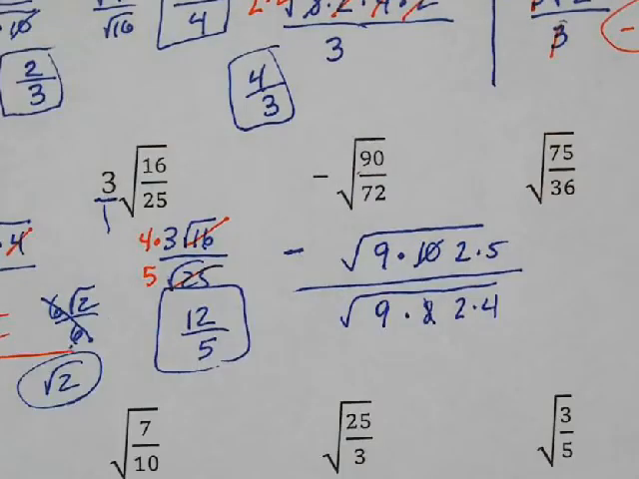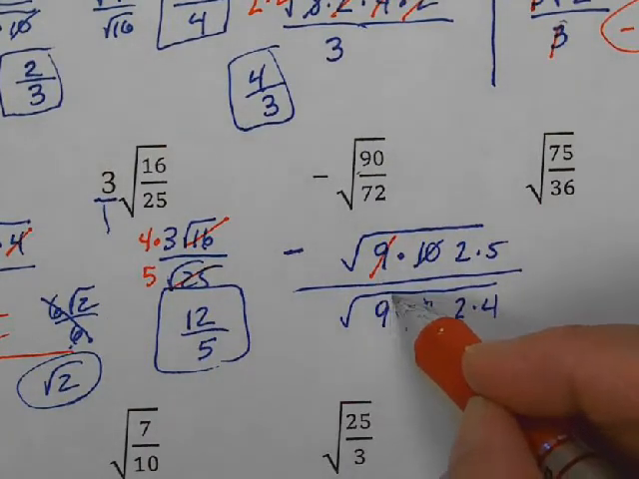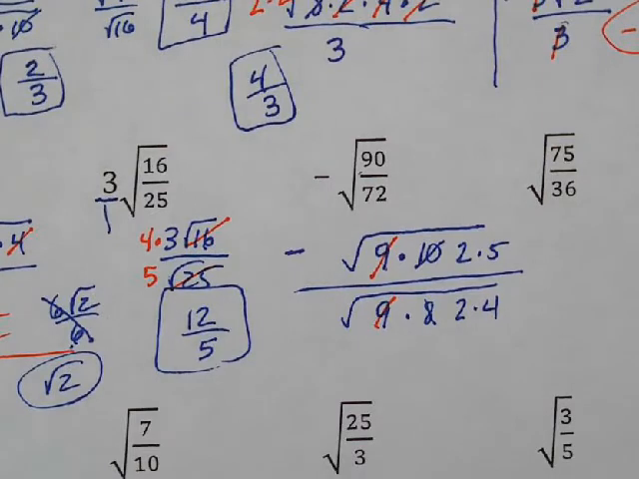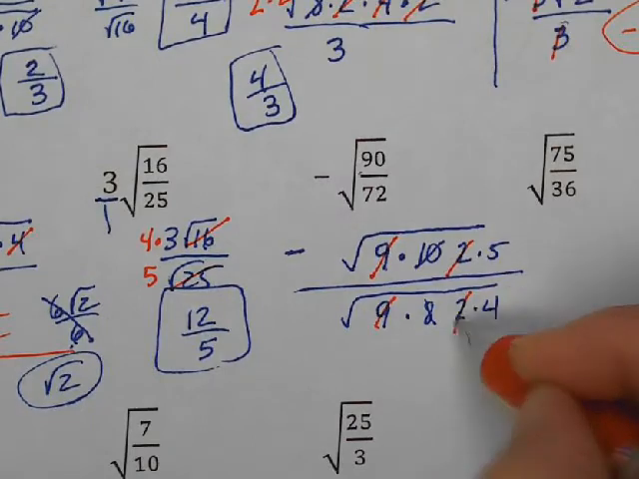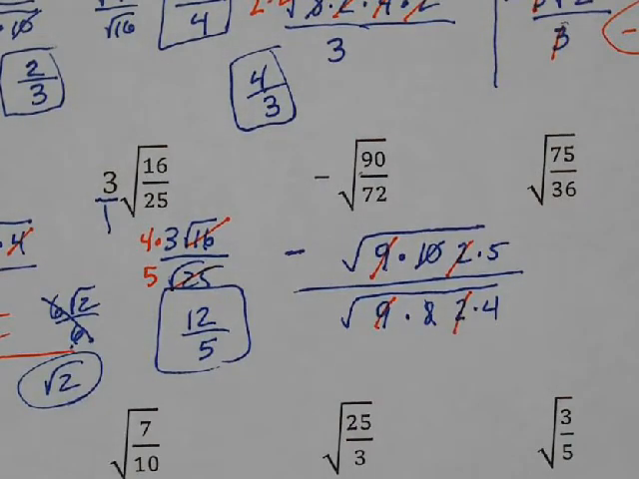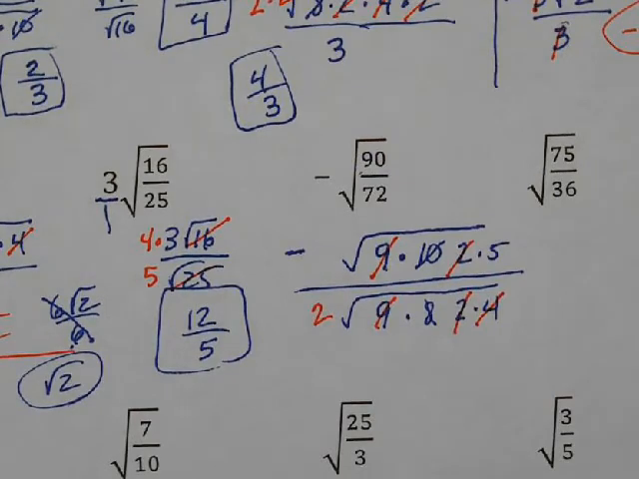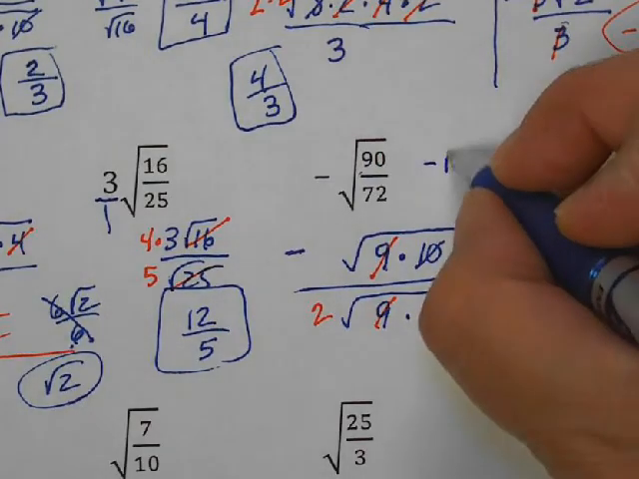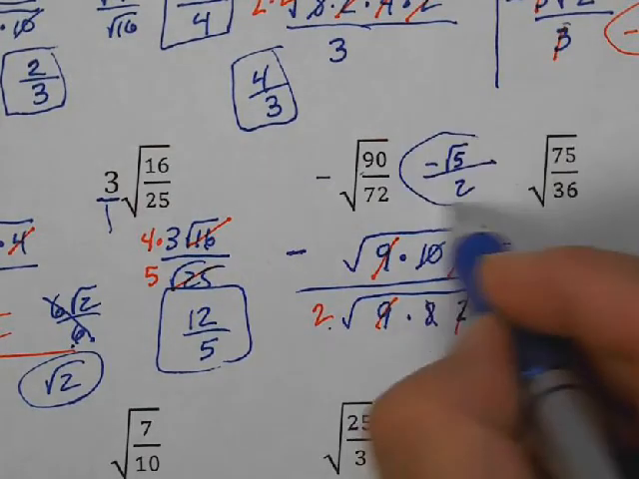Now, I know what the square root of 9 is, it's 3, but I also see that I have a 9 under the radical in the numerator and a 9 under the radical in the denominator. So those are going to cancel. I also notice that I have a square root of 2 in the numerator and a square root of 2 in the denominator, so those are going to cancel. And then I notice that the square root of 4 is 2. So I have a 2 that comes outside. Nothing left on the inside. So in the denominator, I'm not even going to have a radical symbol. So my answer is negative square root 5 over 2, because that's all that was down here. So there's my answer.